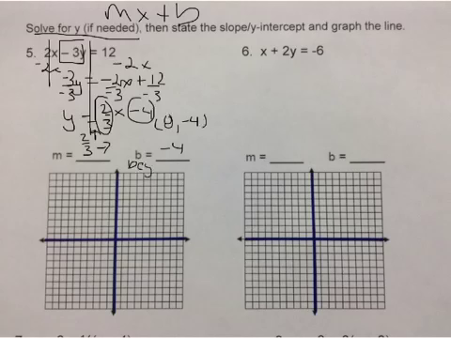I begin with b. So that's down 4, 1, 2, 3, 4. Then I'm going to count out the slope of up 2, over 3. Up 2, over 3. And draw my line.